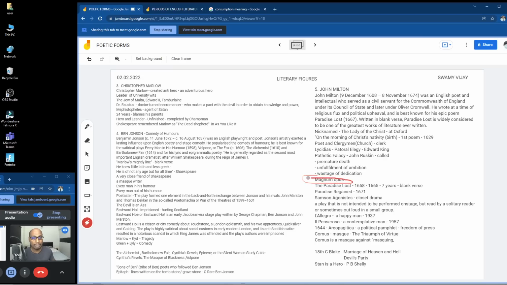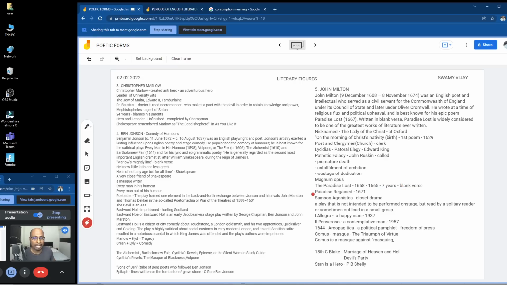Pastoral elegy. Then magnum opus. What does magnum opus mean? The famous work. Masterpiece. Magnum opus means masterpiece. So what is his masterpiece? John Milton's Paradise Lost. He started in 1658 and completed in 1665. It took seven years, and he wrote Paradise Lost in blank verse.